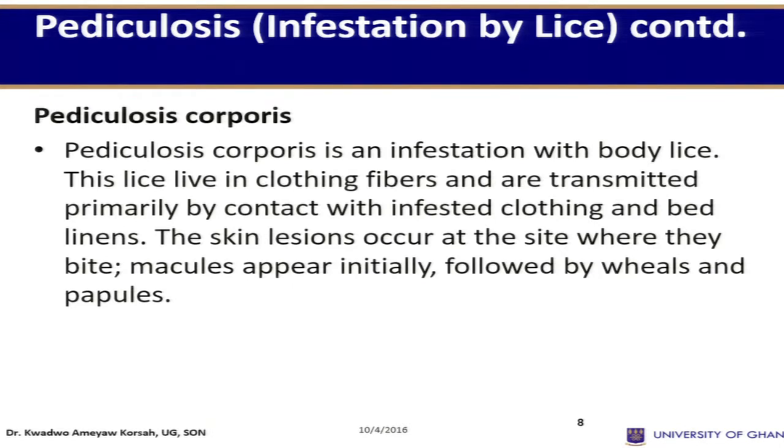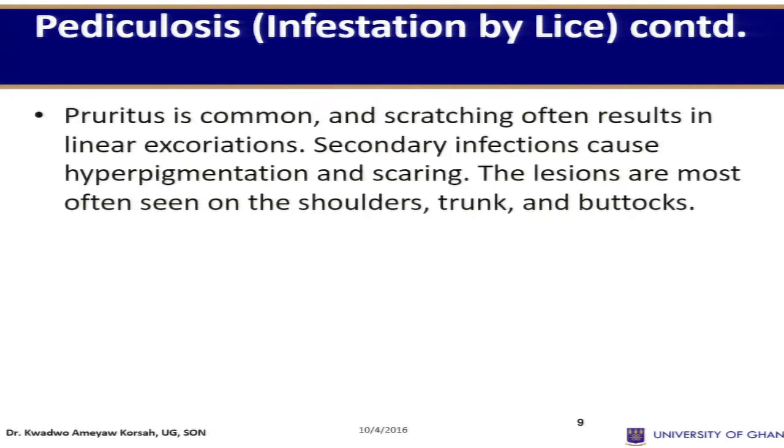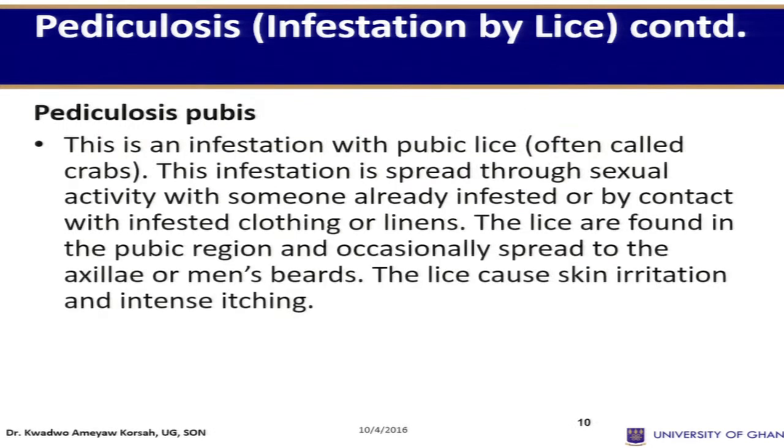The skin lesions occur at the site where they bite, and we can see macules which may appear, followed by wheals and purpura, and at times they are itchy. Pruritus is common, and scratching often results in linear excoriations, and we can have secondary infection, hyperpigmentation and scarring. The lesions are most often seen on the shoulders, the trunk, and the buttocks.